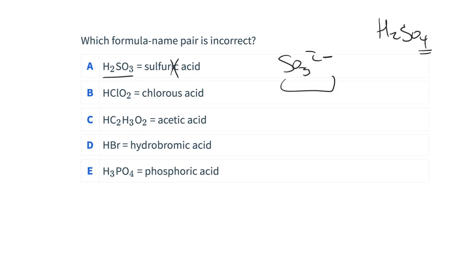And then chlorous acid, HClO2, is correct because that's chlorite, the ClO2 minus, so chlorous acid. HC2H3O2 is a way of writing acetic acid, that's correct. HBr in acid form, so hydrobromic acid is correct, and H3PO4 should be phosphoric acid, which is correct.